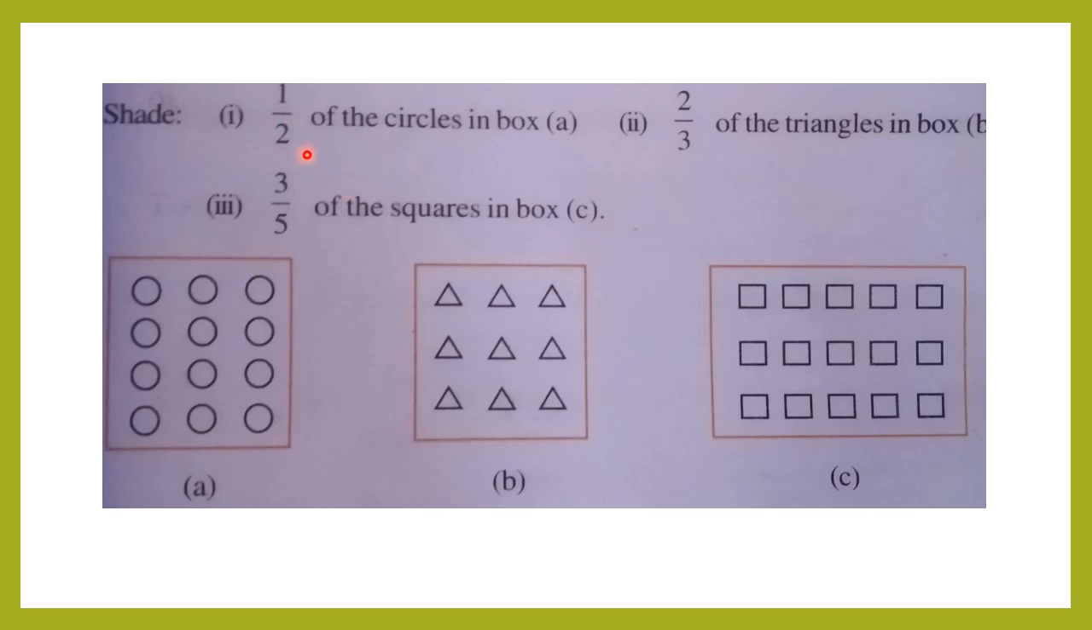So 1 by 2 of the circles in box A. First you have to count how many circles are in box A. So count 1, 2, 3, 4, 5, 6, 7, 8, 9, 10, 11, 12. So there are 12 circles in box A. So what does 1 by 2 of mean? Multiplication. So 1 by 2 multiplied by 12, as there are 12 circles.